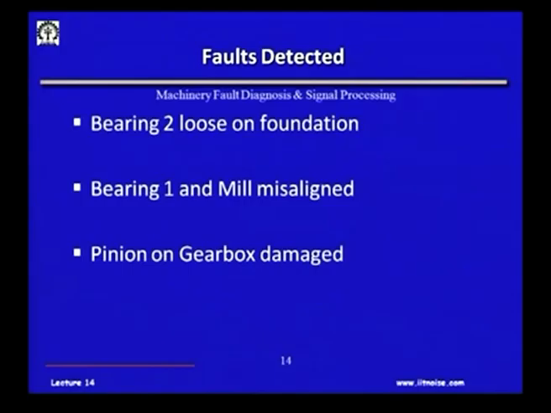In fact, later on we removed the gearbox, and subsequently it was reported that one of the pinions in the gearbox had a damaged tooth. Okay. So, this tells you how powerful Cepstrum is to actually not let you scratch your head when you see a spectrum from a real world machinery signal.